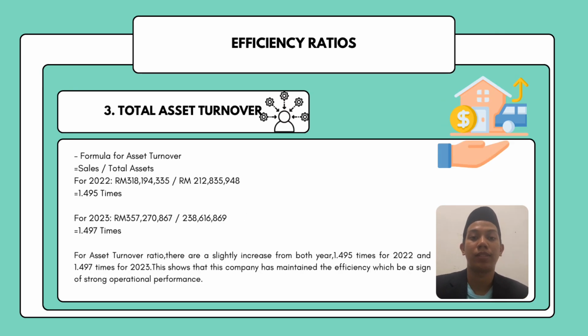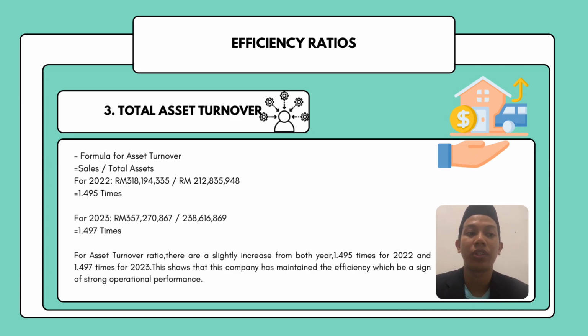Let's move on to my final part, which is total asset turnover. The formula for asset turnover is sales divided by total assets. Let's move on to our calculation. For 2022, we have RM 318,194,335 divided by RM 212,835,948, which equals 1.495 times.